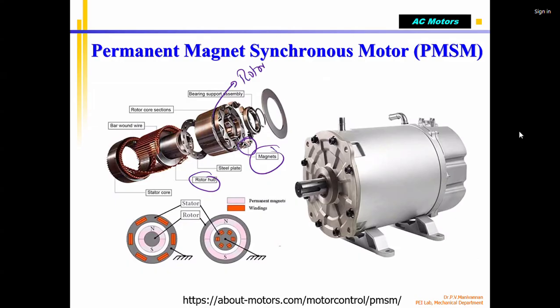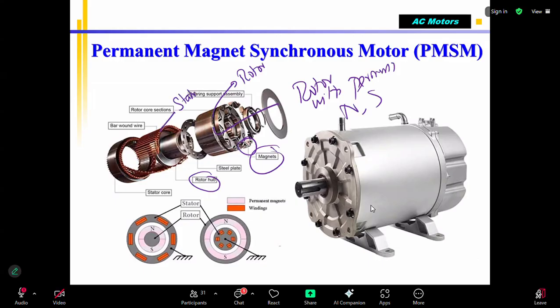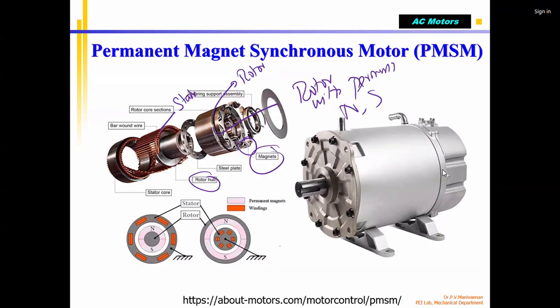You can see that this is a rotor with permanent magnet, having north and south pole, because you know that it has. So this is the stator winding. Correct? The stator winding has been removed for you to understand. So you can see that this is the stator winding. The stator winding is a three-phase winding. There's a stator core, that is a steel core.